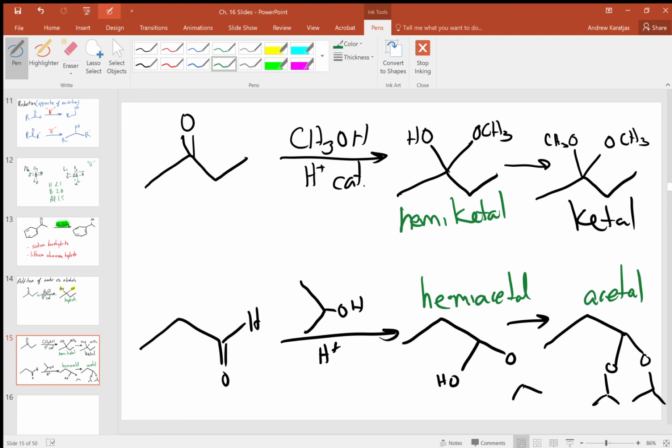Just like with the hemiketal and ketal, typically the one in the middle, the hemiacetal, is the least stable. And so most of these reactions either stay all the way to the left at the carbonyl, or they go all the way forward to the ketal or acetal. But there's one exception to that. And that one exception is actually very important.